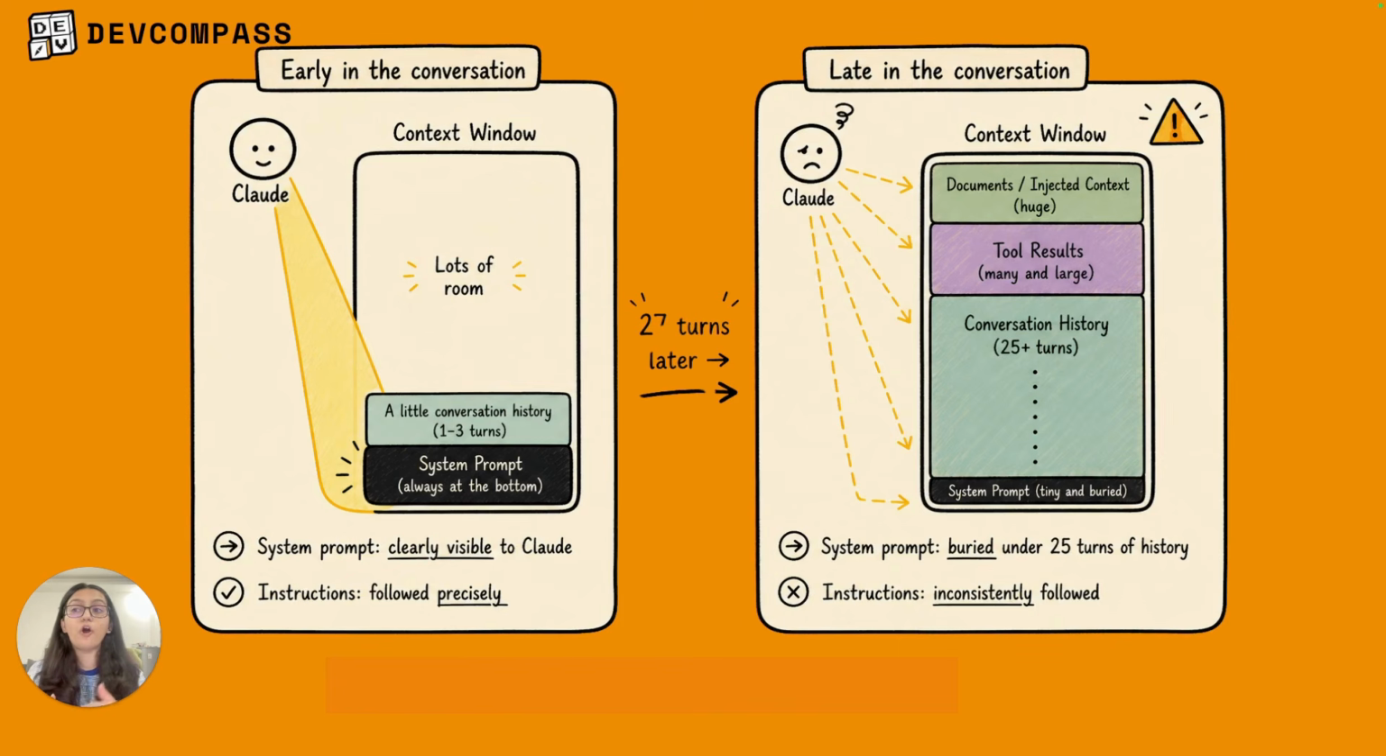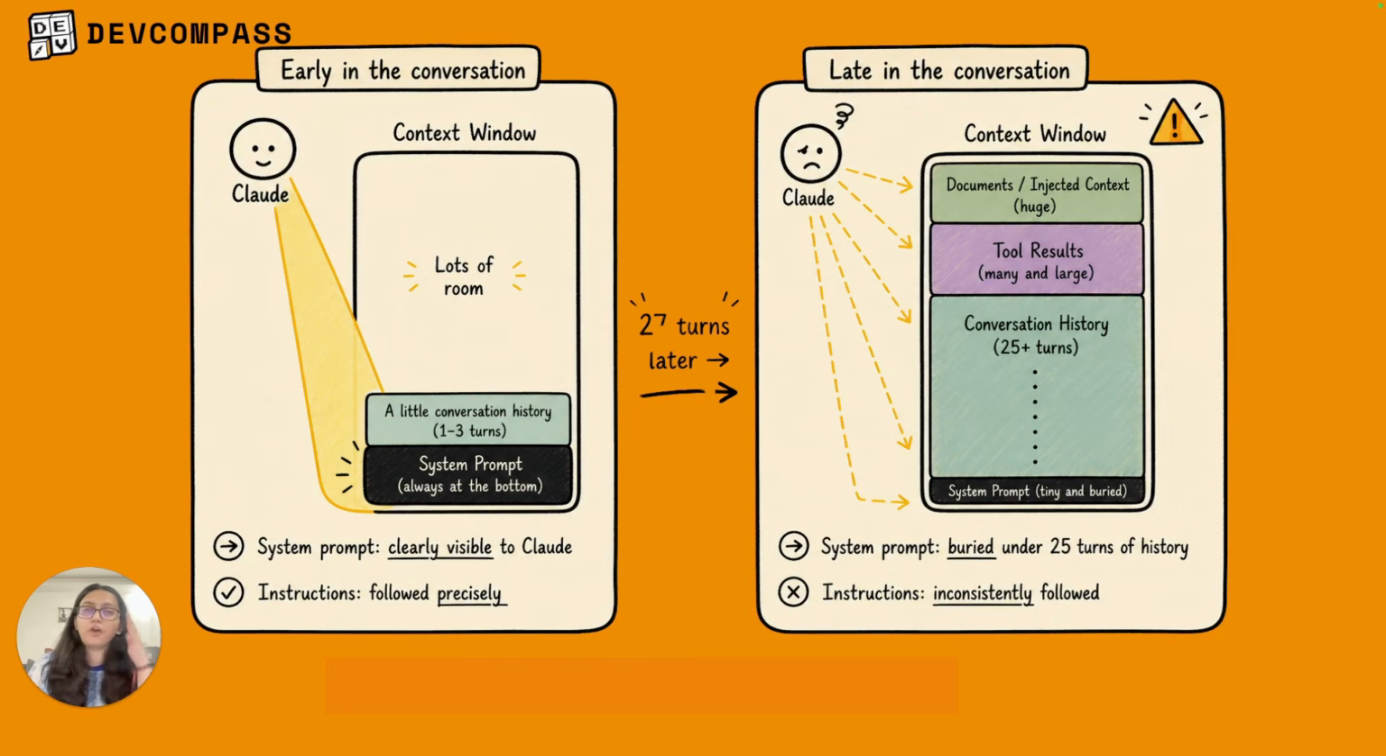This is called the lost in the middle problem. Claude's attention isn't uniformly distributed across everything in its context window. Content at the very beginning and very end of the context tends to get more attention than content in the middle. And in a long agentic conversation, your system prompt, your instructions end up being buried in the middle under these layers of history. They are still there. They have not disappeared, but they are much less focused. Claude can still see them technically, but it's processing them less reliably than it would have done in 3 turns.